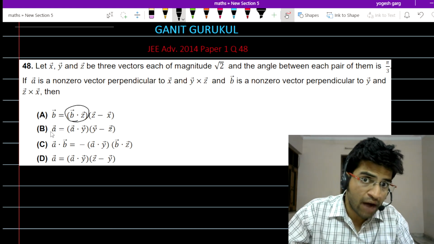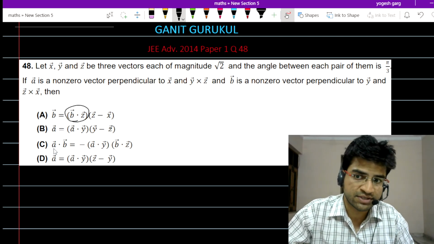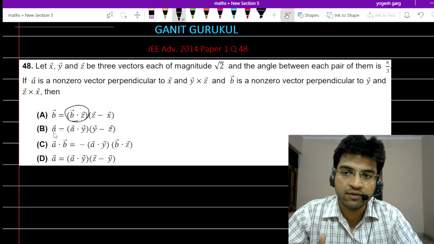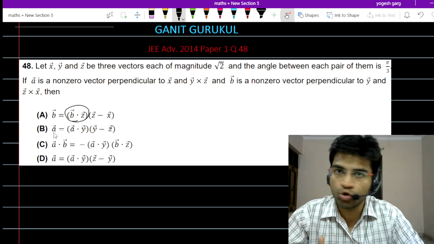Now after figuring out which of the options are correct, then you have to think about this option C, A dot B, right? So our main aim is to frame A vector and B vector in terms of z minus x or y minus z. Now how to go about this question?